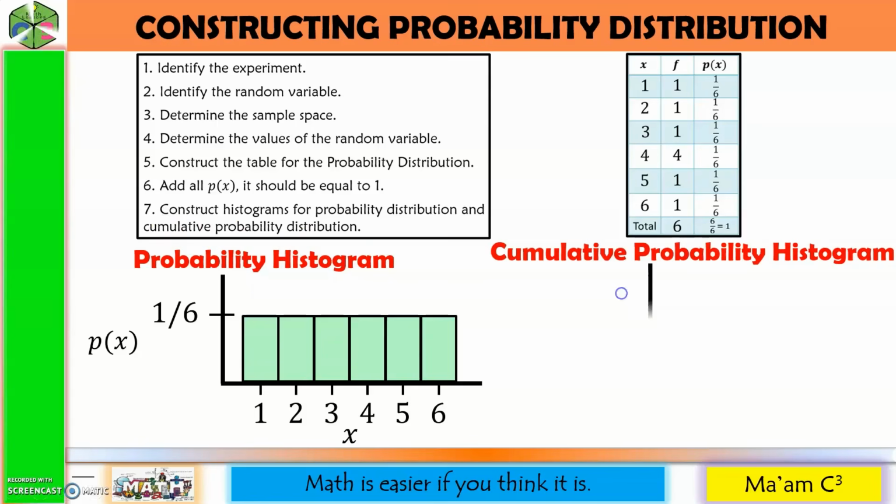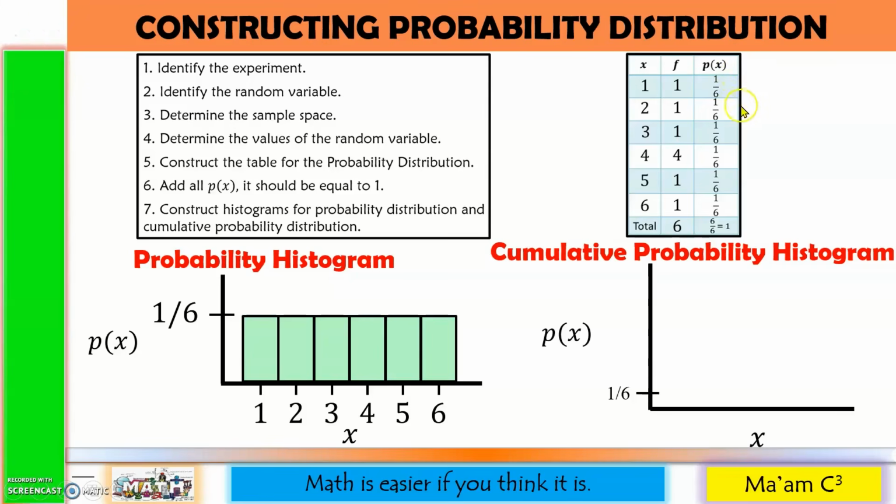So, again, the y-axis. Second, the x-axis. Label the y-axis as P of x and the x-axis as x, the possible values of our random variable. So for P of x, we'll start with 1 over 6. Since this is cumulative, we have to add the previous probability to the next one.